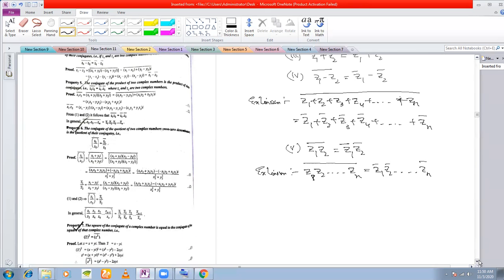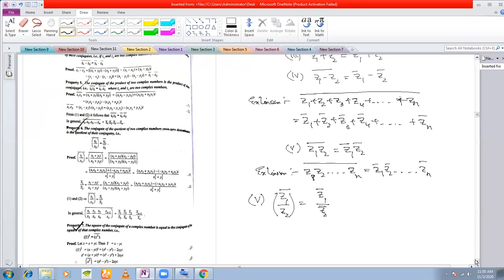Once we have dealt with the sum and the product, we now come to the quotient. Z1 by Z2 whole bar, that is the quotient: the conjugate of the quotient is equal to the quotient of the conjugates. Okay, so Z1 by Z2 whole bar must be equal to Z1 bar by Z2 bar.